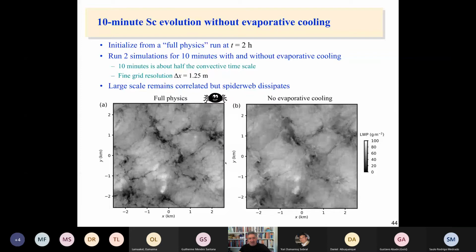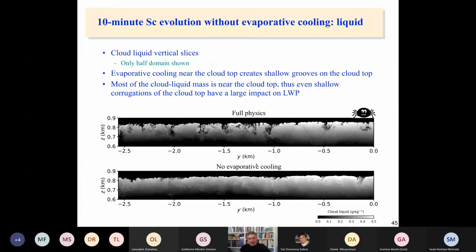So this is the integral of liquid looking from the top. And this is even more impressive. This is a cross section of the cloud, same simulation. So in just 10 minutes, all these indentations at the top of the cloud just disappear. Everything else is active. We just change between the top and the bottom. We remove evaporative cooling from our system, and then you basically have the big lumps, but you're missing all the little spider web.